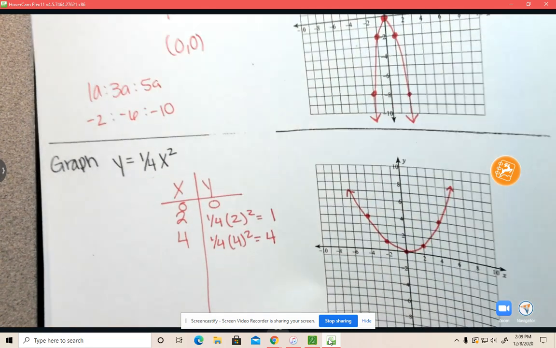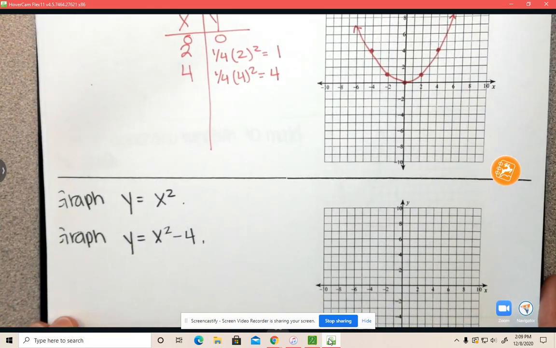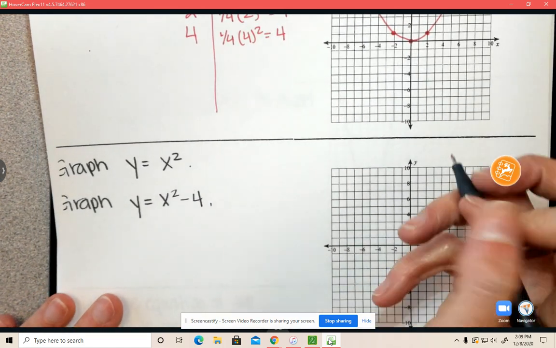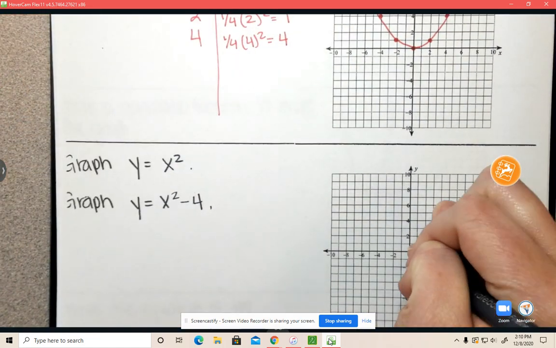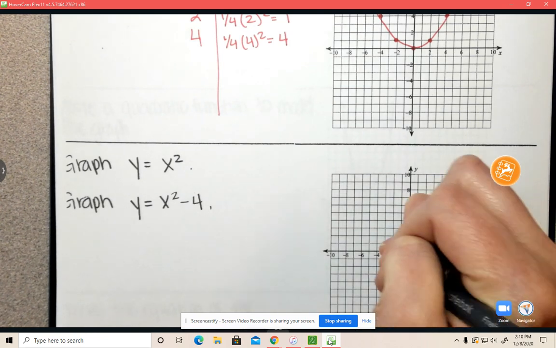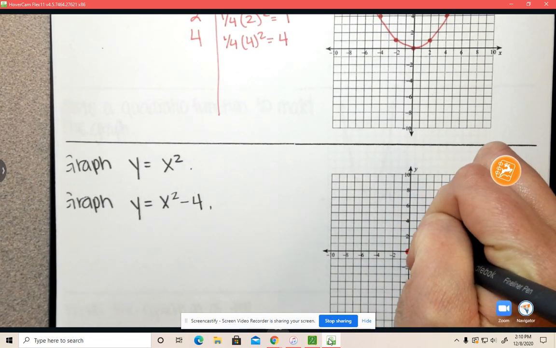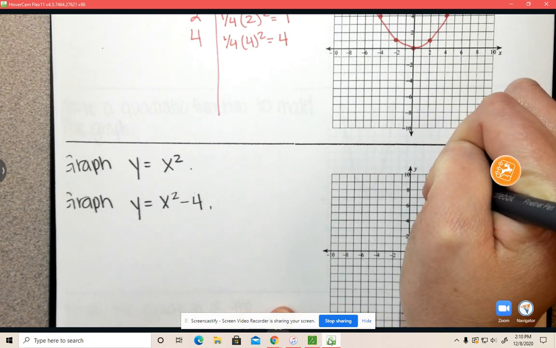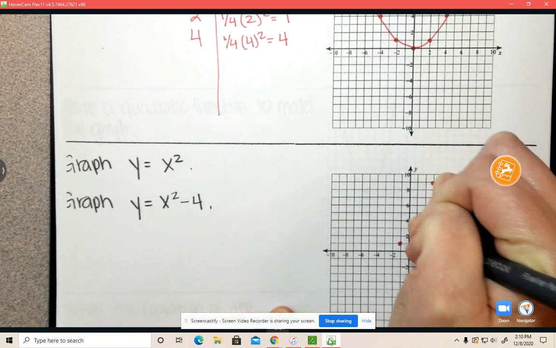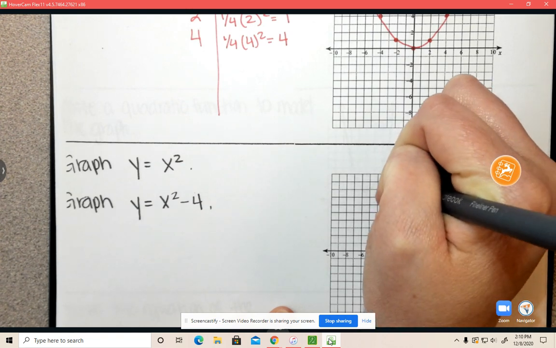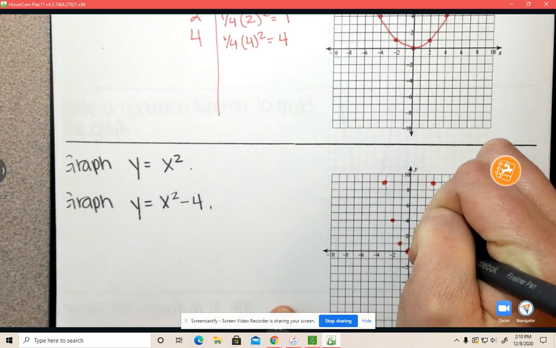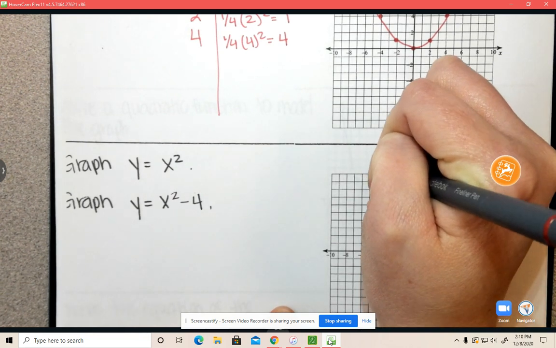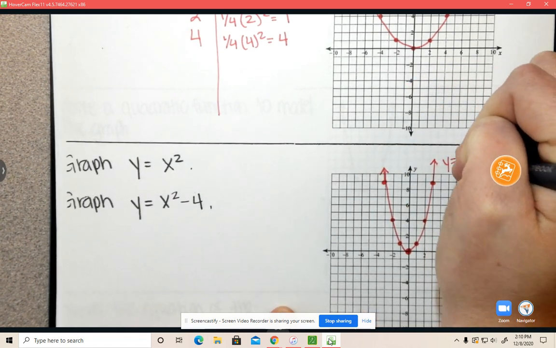All right, on our next one, we're going to graph two different ones. So we have y equals x squared. So that's our parent function. We've done it a couple times, so I think we can graph it quickly. 0, 0. We go over 1, up 1, over 1, up 3, and over 1, up 5. Can mirror it to the other side. So that's y equals x squared.